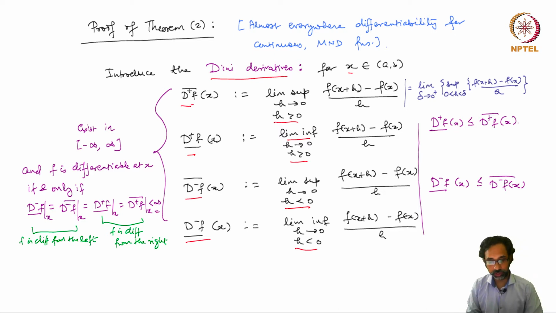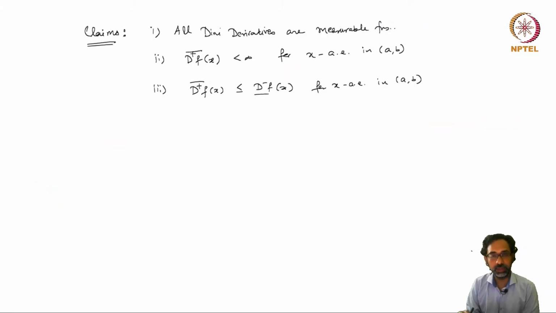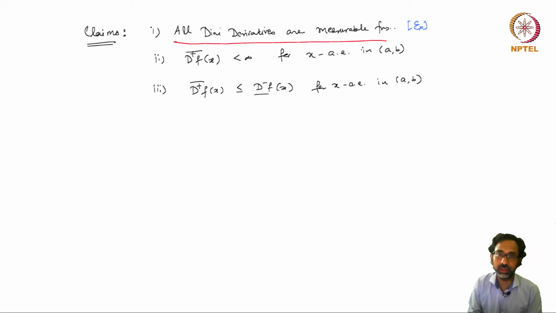So to show the proof of almost everywhere differentiability, we will make some claims. These are 3 claims that we are going to make. The first one is that all these Dini derivatives are measurable functions. I am going to leave it as an exercise to show that these are in fact measurable functions, using similar arguments that we used to show that the lim sup and the lim inf of a sequence of functions are measurable, except that here, when h goes to 0, you have to choose a countable sequence. This is not so difficult, and I leave it to you as an exercise.